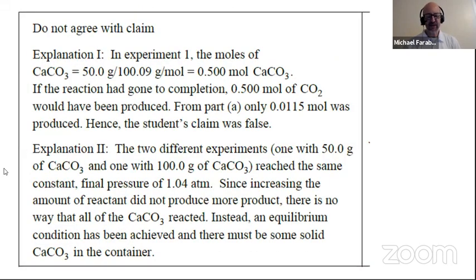Again, there are 2 explanations. One, you can actually calculate the number of moles of carbon dioxide that would have been produced if the reaction had gone to completion, and compare that with the actual amount from part A and say, no, that's less. Or you could have said that doubling the amount of the reactant did not lead to a double in the amount of product. Therefore, this reaction did not go to completion, and there must have been an equilibrium achieved.